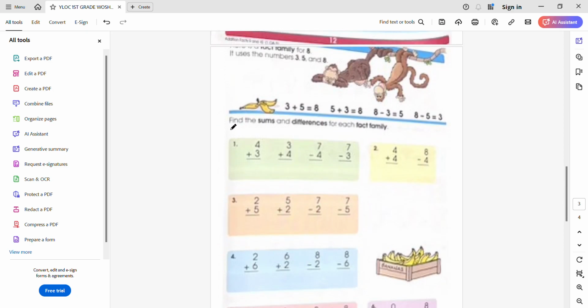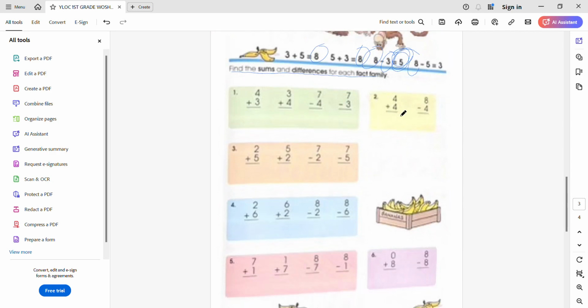So find the sum and differences for each fact family. It uses the numbers 3, 5, and 8. So we know that 3 plus 5 will equal 8. Then, if we switch the order to 5 plus 3, it will also equal 8. And if we minus, so 8 is a sum, right? But if you minus from the sum, any number, it doesn't matter which one, it will result in the other number.